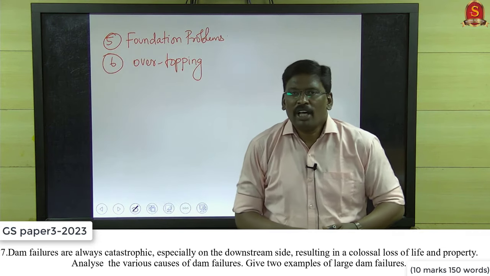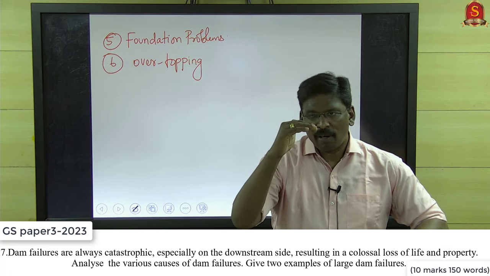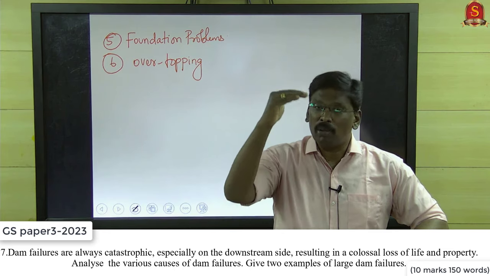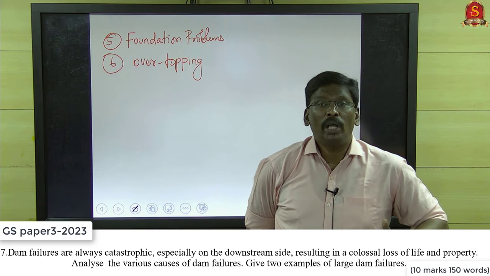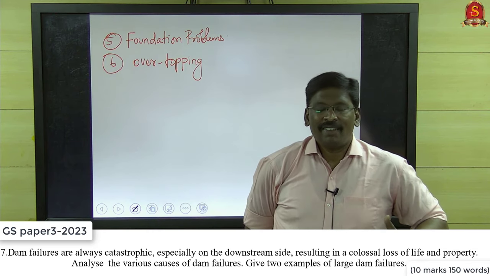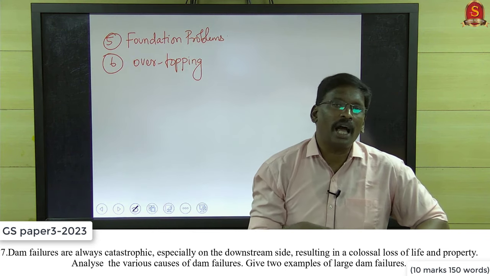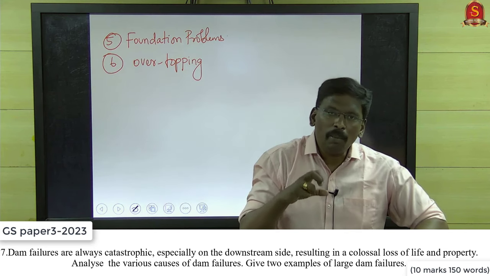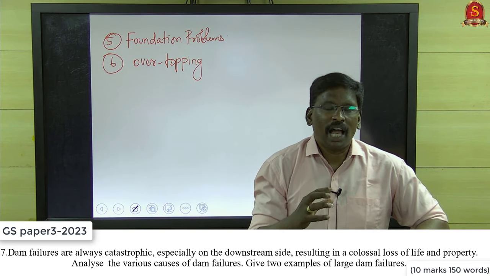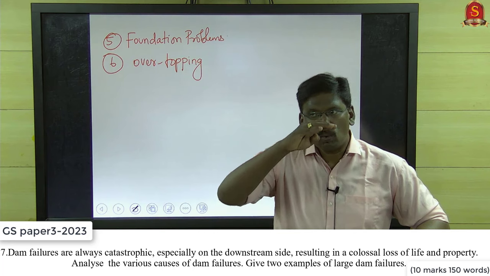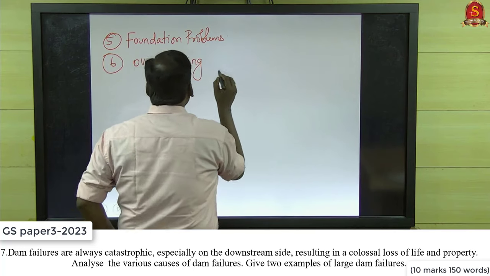Many dams would have a huge water level above the permissible level, so the dam would be holding water beyond its capacity. When the dam is holding water beyond its capacity, there would be water pressure inside the dam. The water pressure must be held by the dam. If the dam fails to hold that water, then the dam would be busted. So, overtopping and overflow, or we can also add the excessive inflow of water.